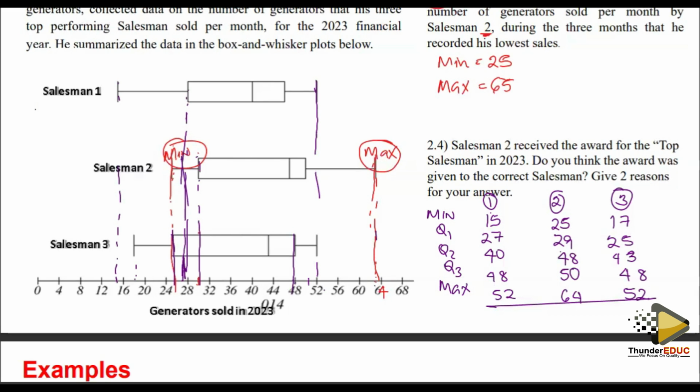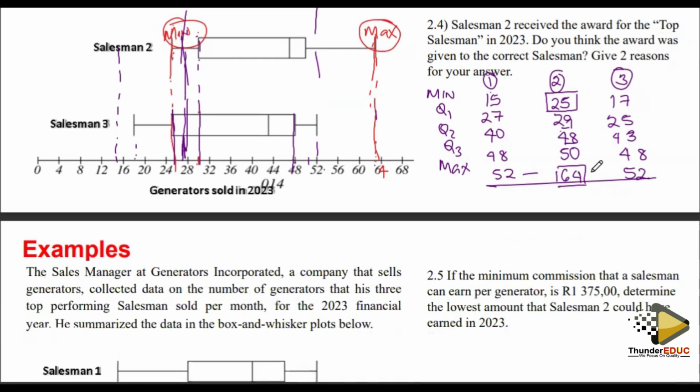So indeed, he was the best because now, look, the minimum number of generators he sold was 25, which was approximately the 25% of these other people. Because for them, it was 20. So now his 25% was 29. His 50% was his maximum. Look at the maximum, 64. These other ones had 52. So he had a reason. You can compare it like that.